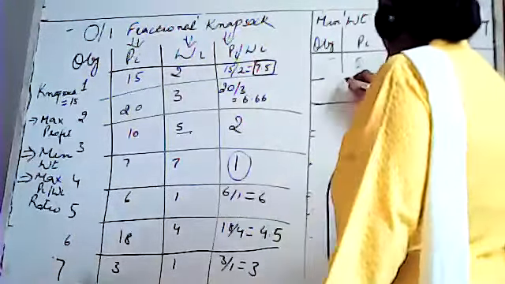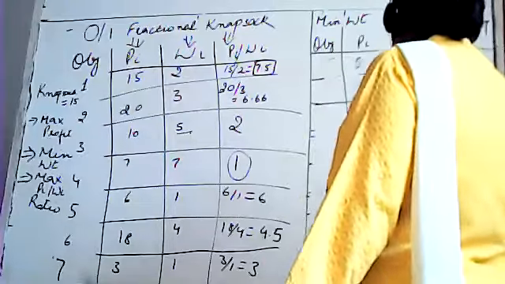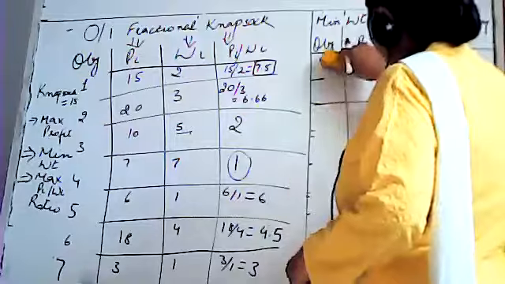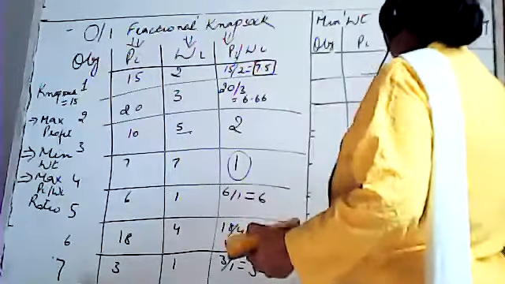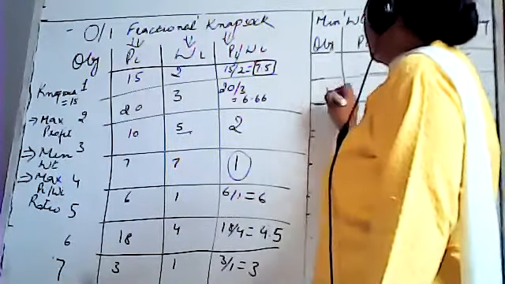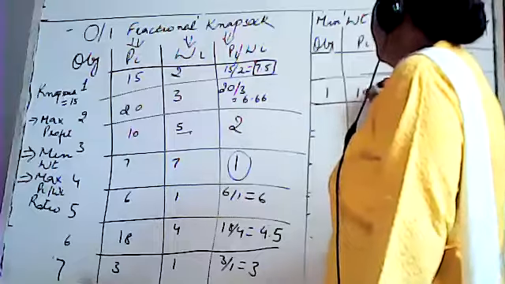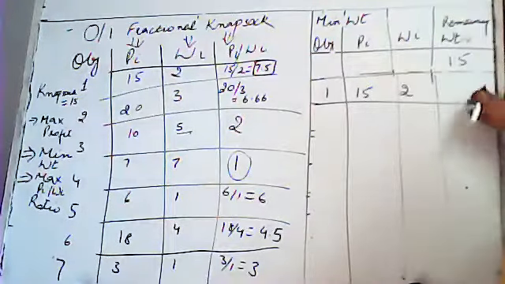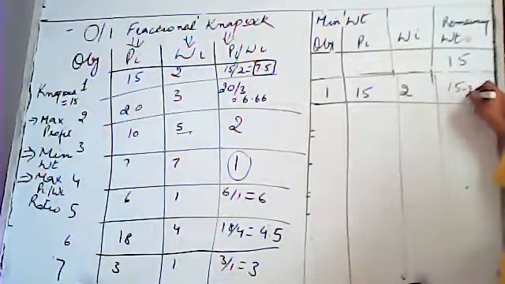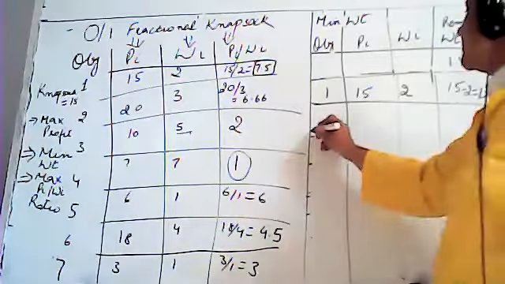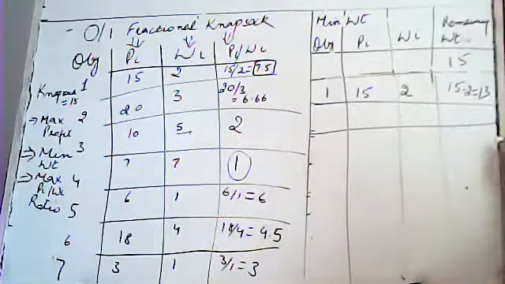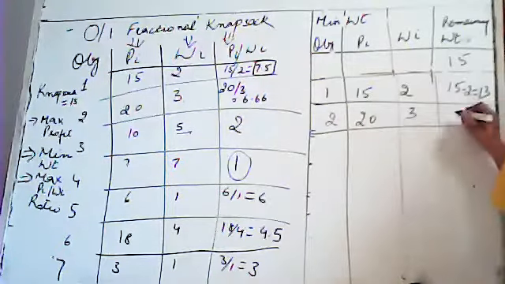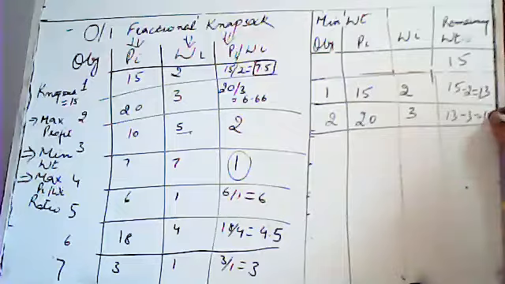Now you tell me the maximum Pi by Wi value, which is to be picked up. Which object first? First one. Okay, I'll be picking the first. Profit is 15, weight is 2, Pi by Wi ratio is 7.5. So 15 minus 2 is 13. Next, second object, 20, 3. 13 minus 3 is equal to 10.